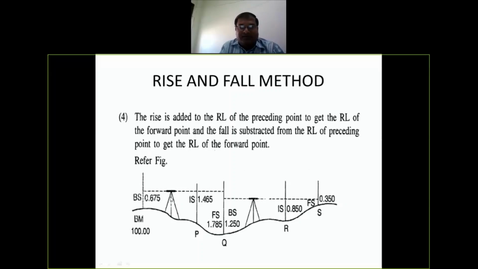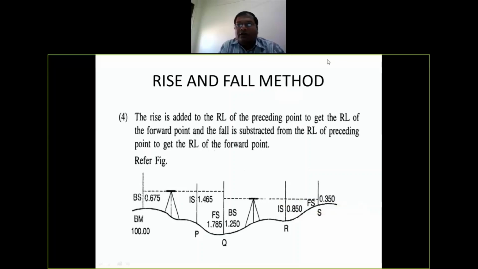So you can see again one figure is given. This is your undulated ground. Your benchmark is given, backside value is given, IS value is given, foresight value is given. Again a new setup is there. This is your change point. You can see here, Q point is your change point. Foresight, backside, you are getting two readings. Then again IS, then FS. So one diagram is given to you.